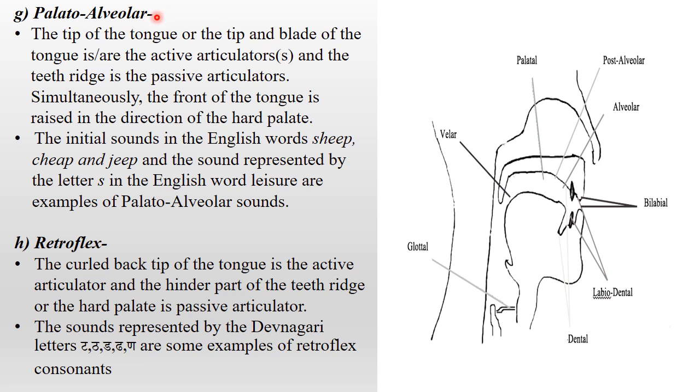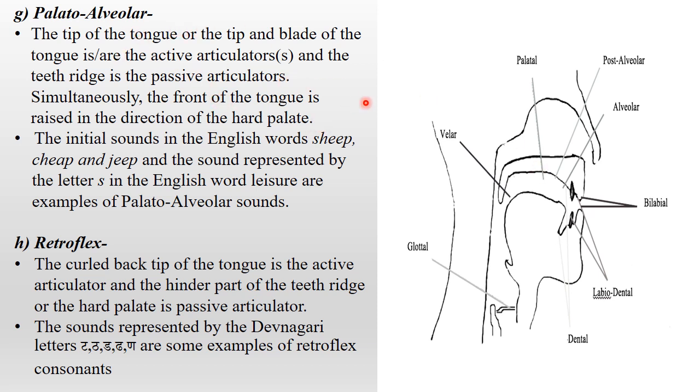Next is palato-alveolar sound. Here you can see the palate, this is the hard palate, and when the tip of the tongue comes in contact with this hard palate and the air passes, the sound which is produced is known as palato-alveolar.